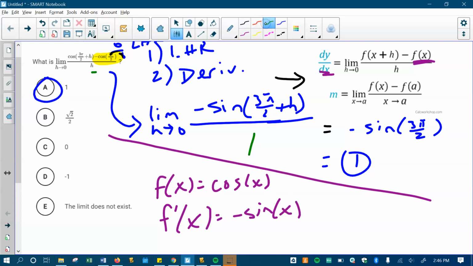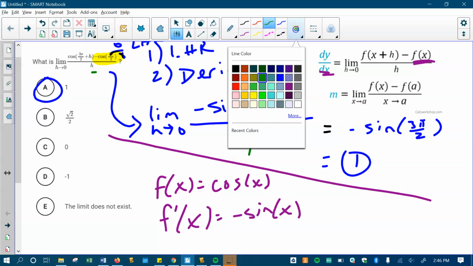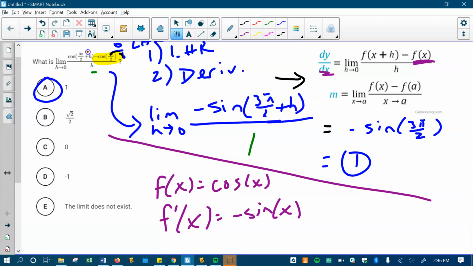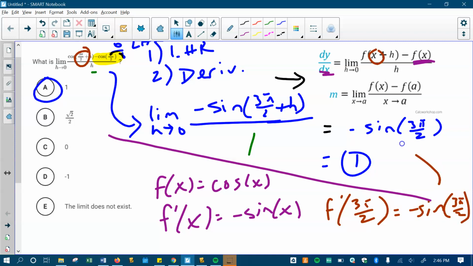And finally, what value am I trying to evaluate? Well, it looks like I'm plugging in 3 pi over 2. That's the x value that I'm plugging in. So I need f prime of 3 pi over 2, which is negative sine of 3 pi over 2. And that's the same exact thing that we had here, which is 1. So that's how you can solve the limit two different ways.